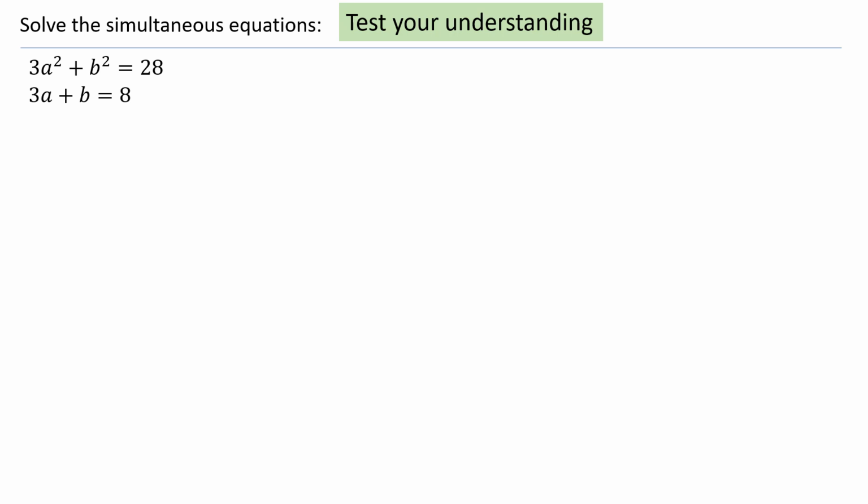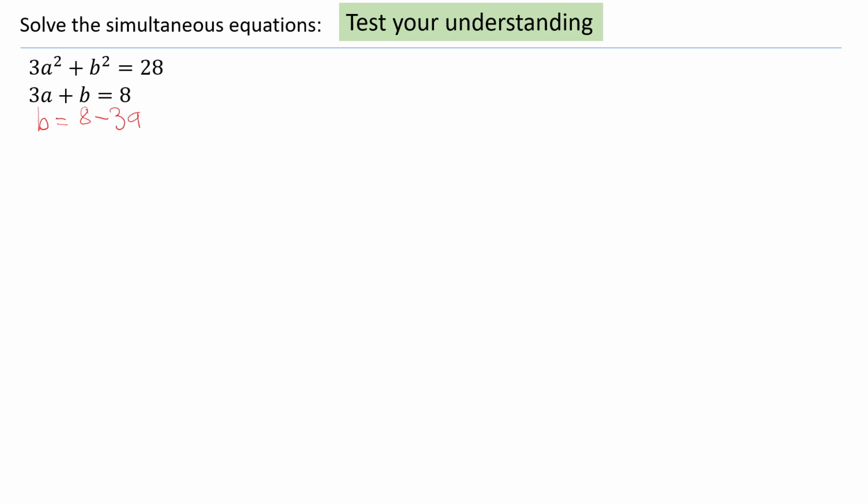The first equation is quadratic, the second equation is a linear equation. To solve these equations, the only way is the substitution method. You cannot do the elimination method because the first equation is quadratic. You cannot eliminate. So to substitute, you can substitute A or B, and you need to choose which one is easy to work with. Here I am going to choose B. So B equals 8 minus 3A.